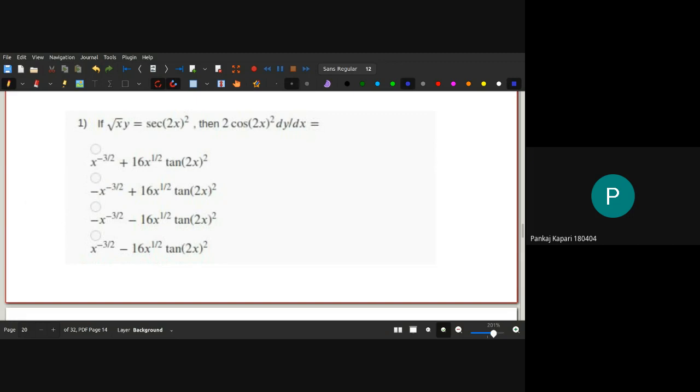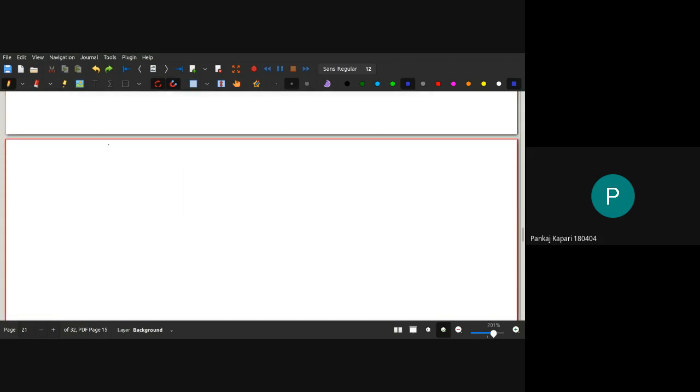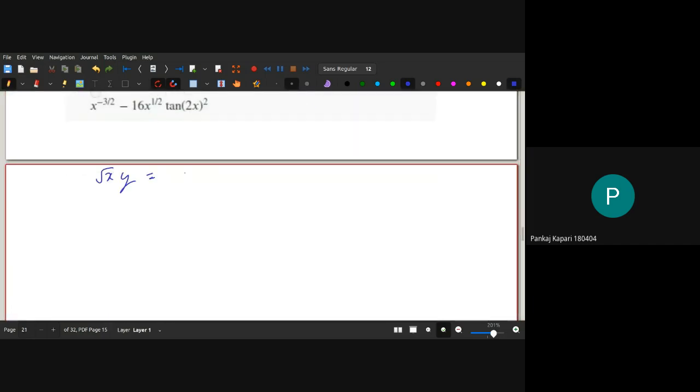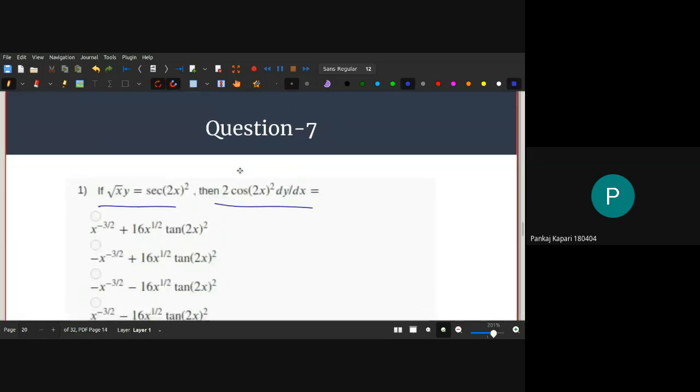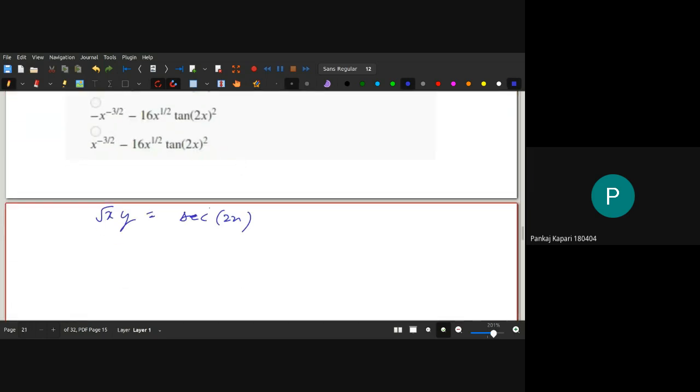Okay, so here this equation is given and we have to find out what this is. This involves dy over dx. So basically, first we have to find the derivative of y with respect to x. Okay, so what is the equation? The equation says that root x times y is equal to sec of 2x whole square. Okay, so I think it is sec square 2x.